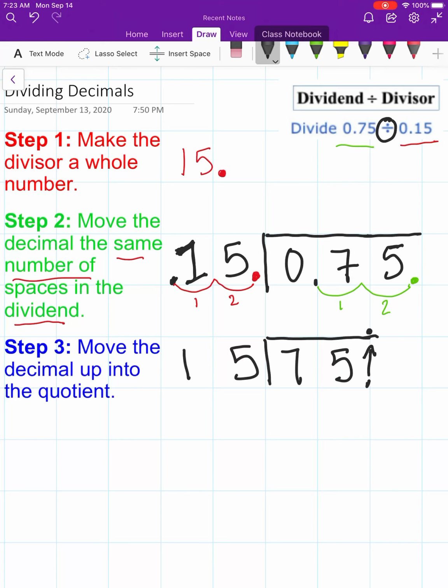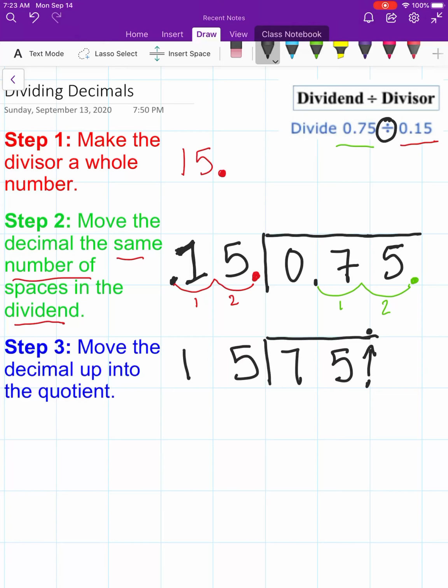It just happened to be in this problem that they both turned into whole numbers, but really it's more about making sure, step 1, you make your divisor a whole number. Step 2, you move the decimal the same spaces in the dividend. Then move up the decimal point.